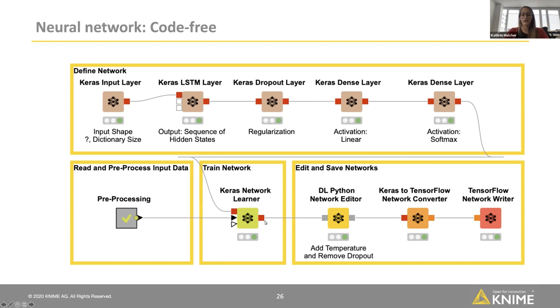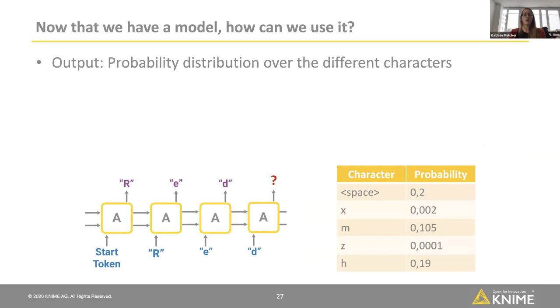And here I do some post-processing where I add an additional parameter, which is called temperature, about which I will talk in a second a little bit more. And then I convert it into a TensorFlow model and save it to make predictions later on to generate new text. And what is now the output of this model and how can we use it?